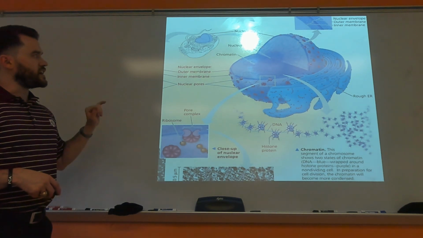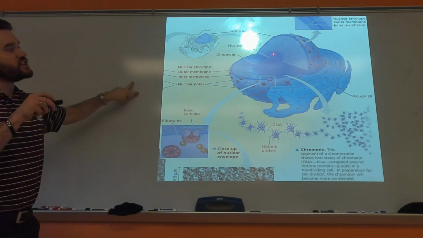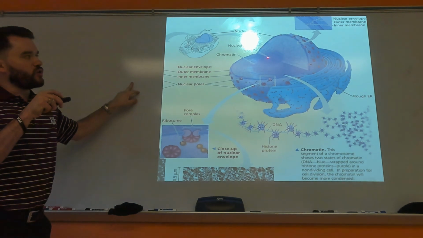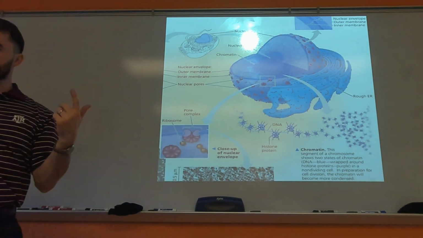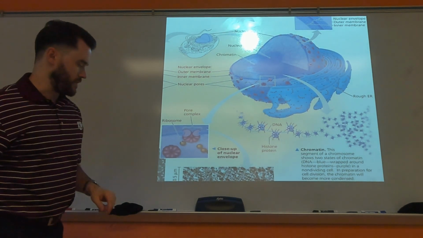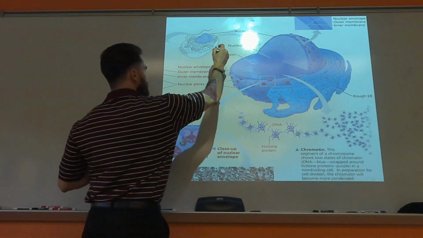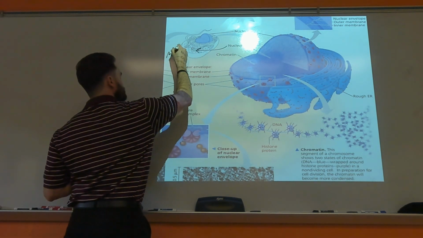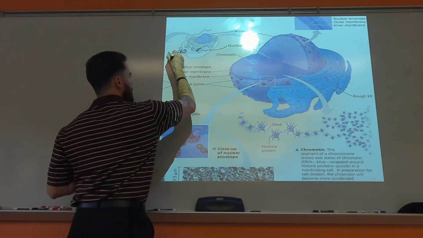Last, two more things with the nucleus. One is the nucleolus. So the nucleolus literally means nucleus within the nucleus. And this is where the ribosomes are made. So in the nucleolus, you're going to make ribosomes.